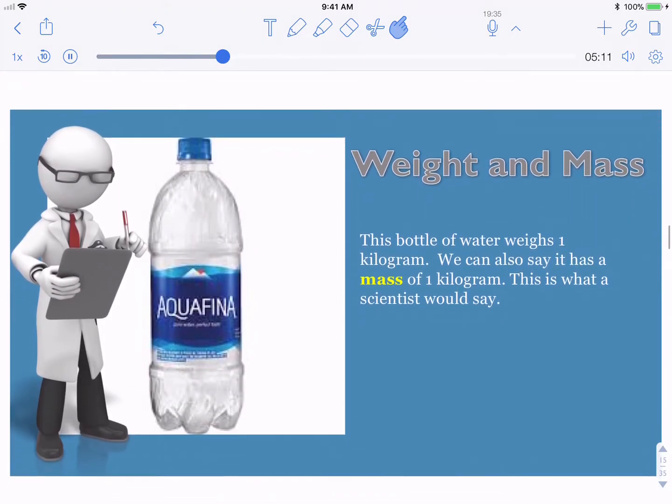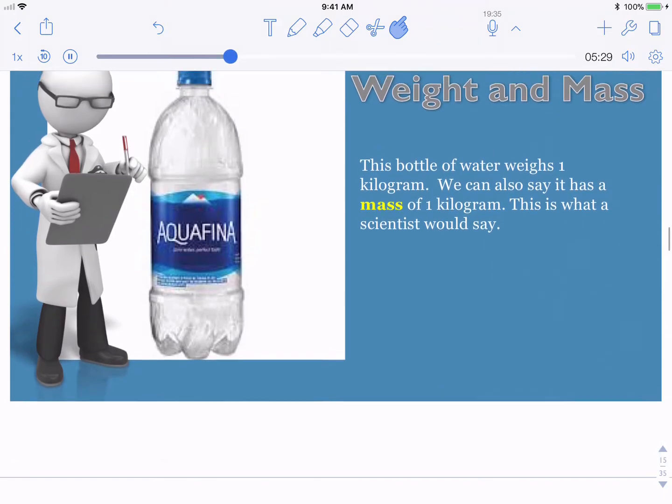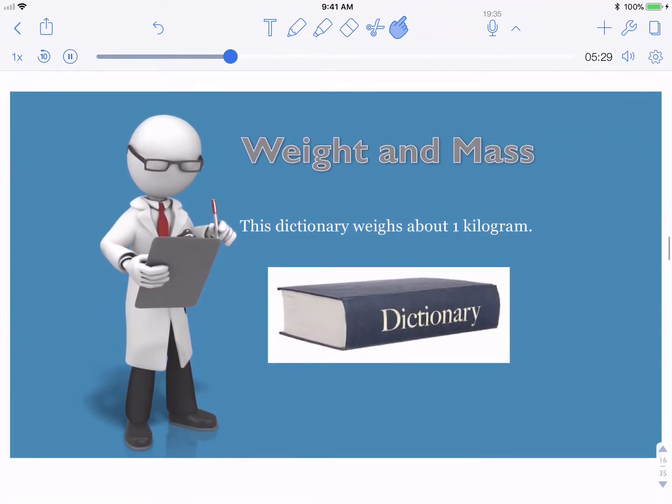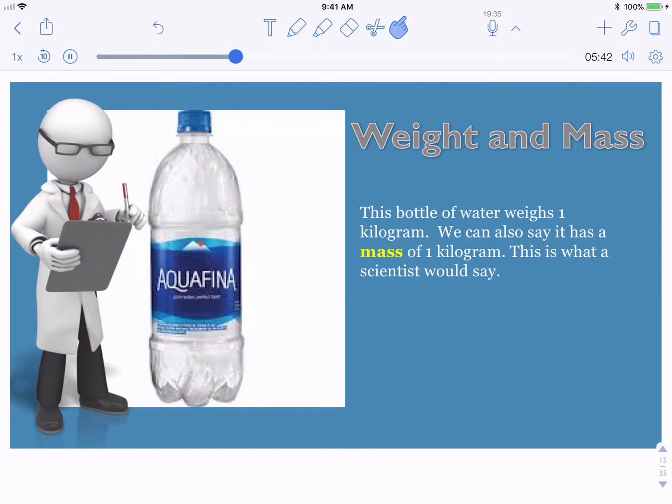Okay, today we're talking about weight and mass. This bottle of water weighs 1 kilogram. We can also say it has a mass of 1 kilogram. This is what a scientist would say. So mass and weight. Now, remember, 1 kilogram is also the same as how many grams? 1,000. So we could say that bottle weighs 1,000 grams as well.